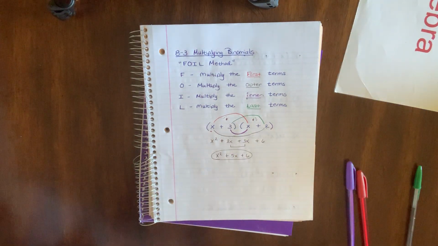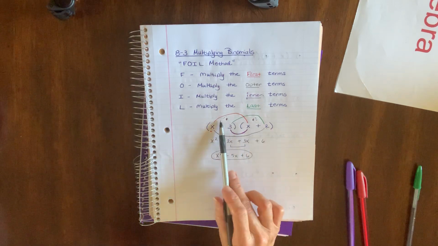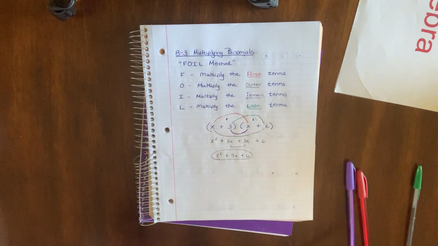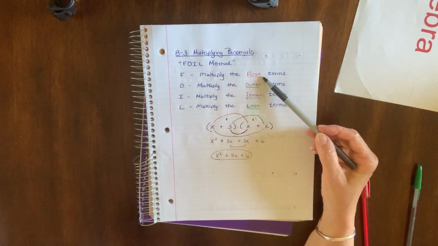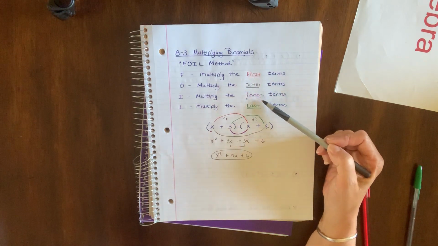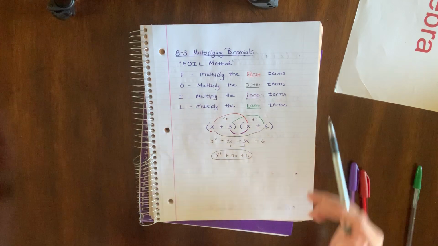I'm going to turn my page where you're going to see 3 more problems, and we'll do each one of those together. I'm not going to use all the different colors, but again, I will indicate whether we are multiplying first terms, outer terms, inner, and last. So let's go ahead and do that.